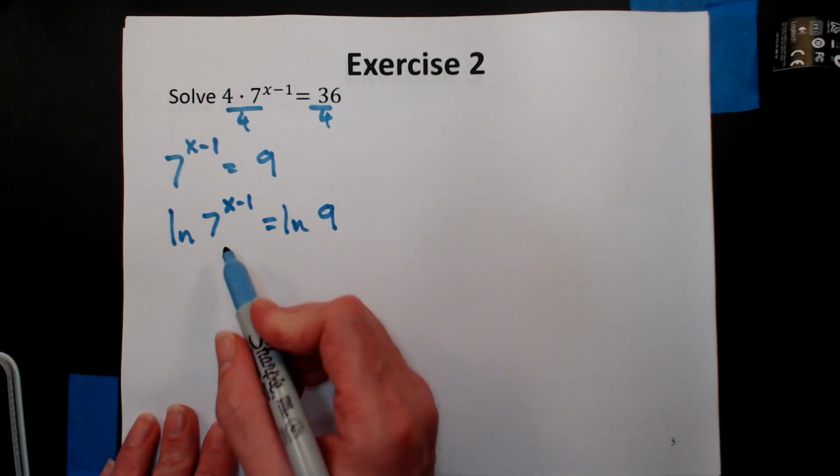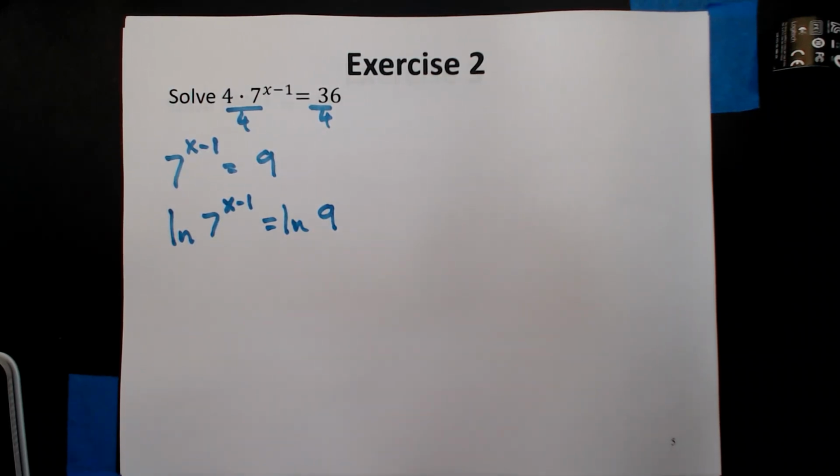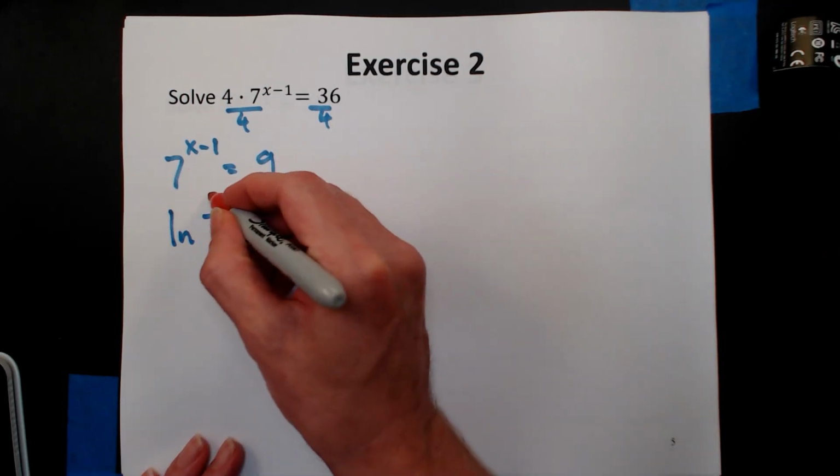So doing that, we're going to move this x minus 1 out front.